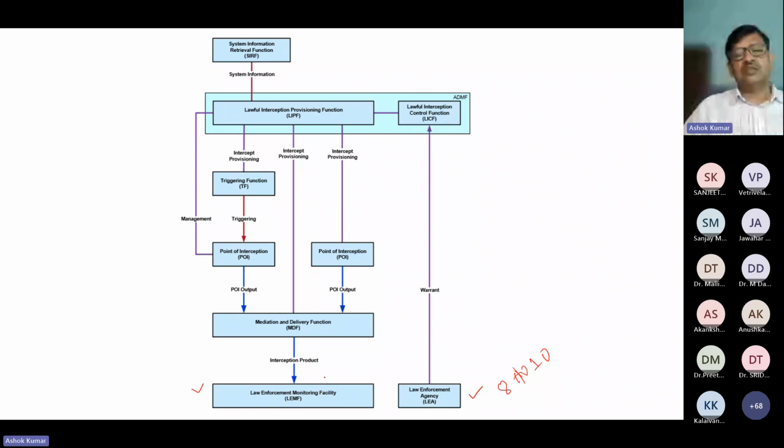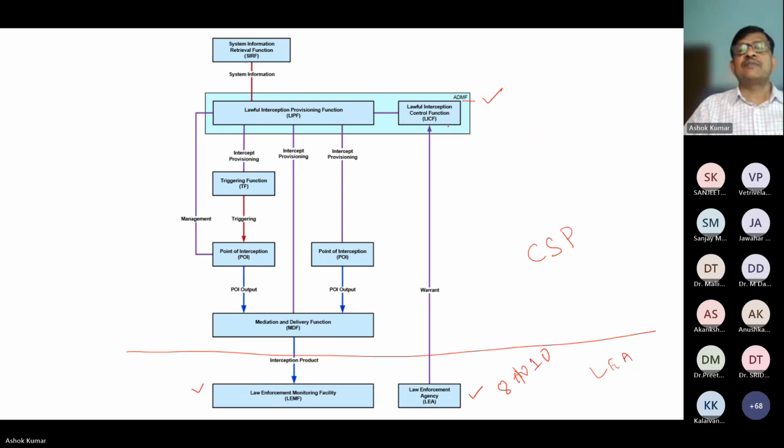Then in the network side, these are the LEA domain, and the upper portion is the communication service provider domain. So what you have is something called admin function, which is divided into two parts. One is the LI control function, another is the provisioning function. So we talked about provisioning.